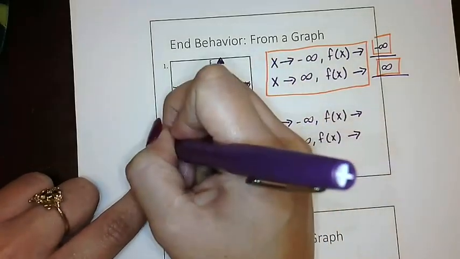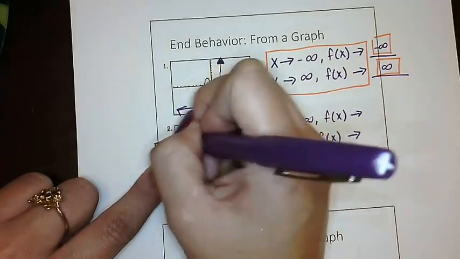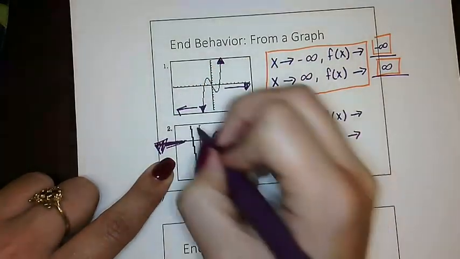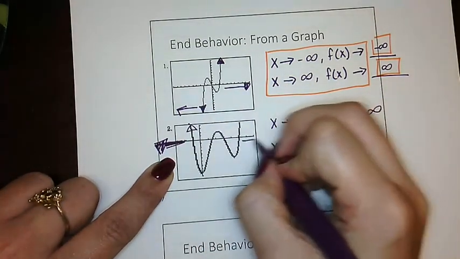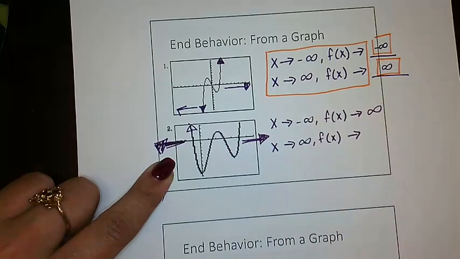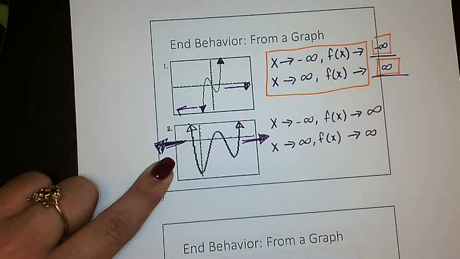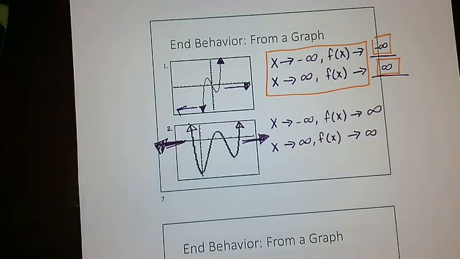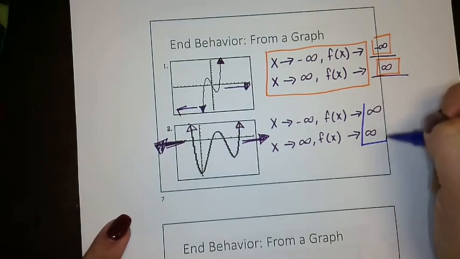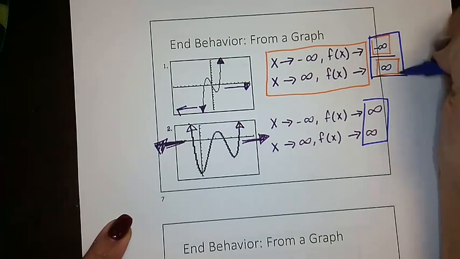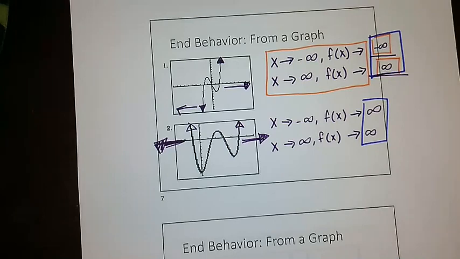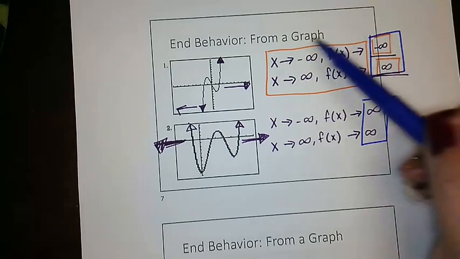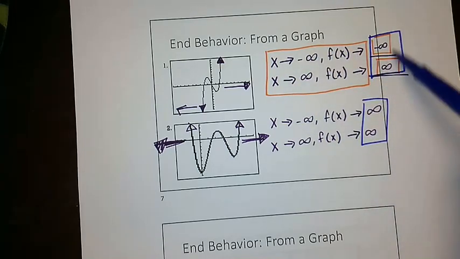So as I go to the left, the function's going up towards positive infinity. As I go towards the right, where's the function going? Up as well to positive infinity. So again, these last pieces are the only things that are going to change. This is all we're looking for. So these will be different. They could be the same. They could both be negative, both be positive. But the only part that stays the same is the first part; this part will change.